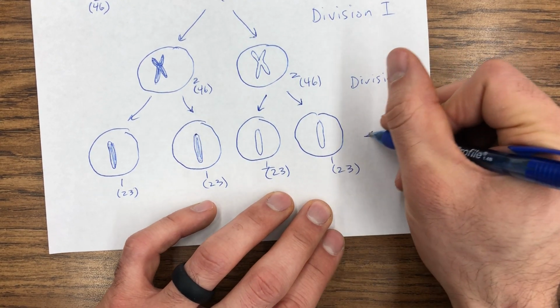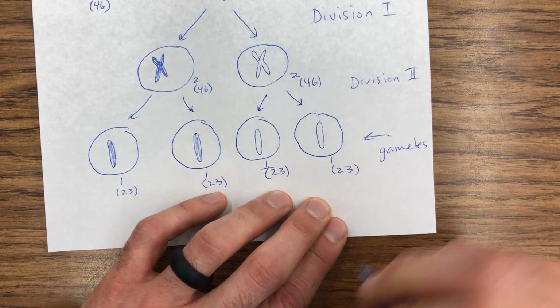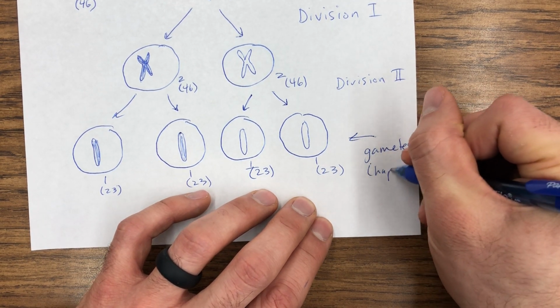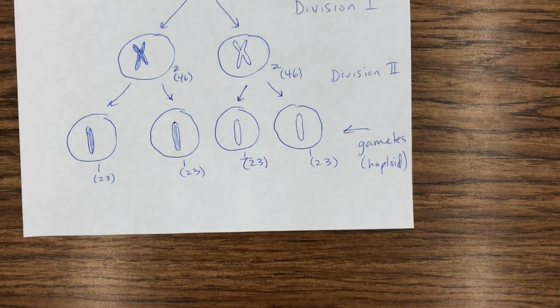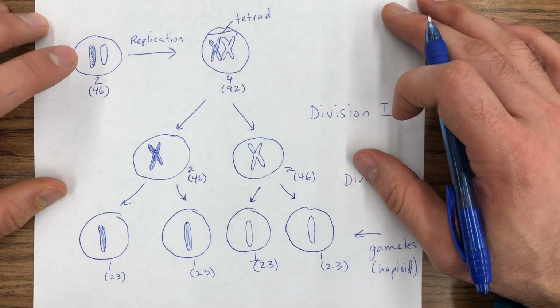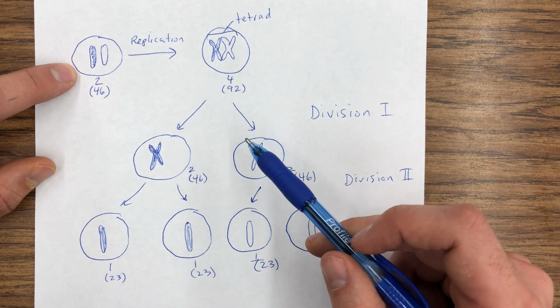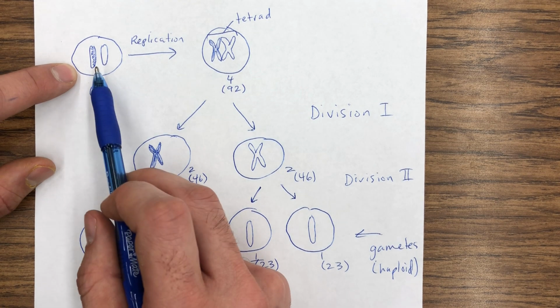And now all of these are gametes. These could be either eggs or sperm, and they are haploid cells, which means that they have half of the DNA of the original. So we look at the original, it was this cell right here. And so after 2 divisions, we have 1 and 1. And 1 and 1, right? So now we have cells not with 2, but with 1.